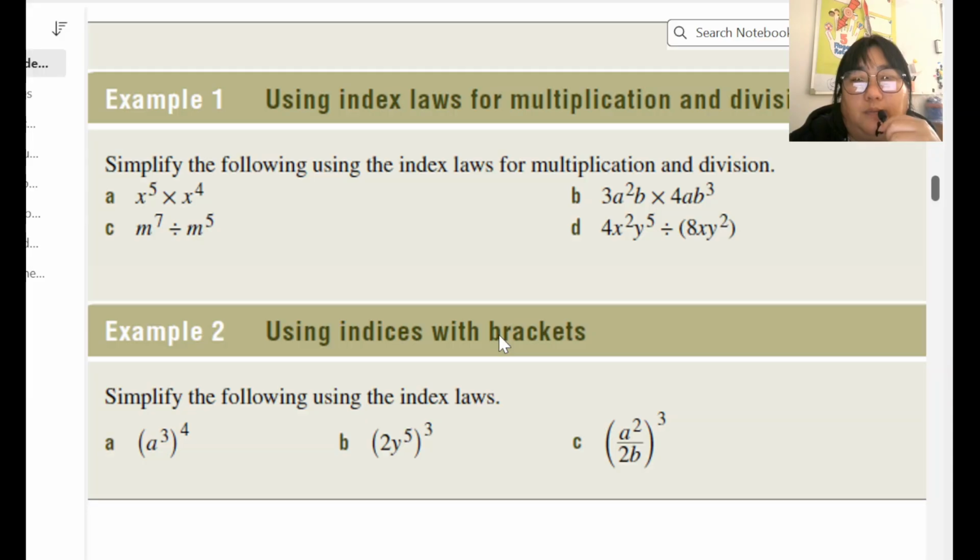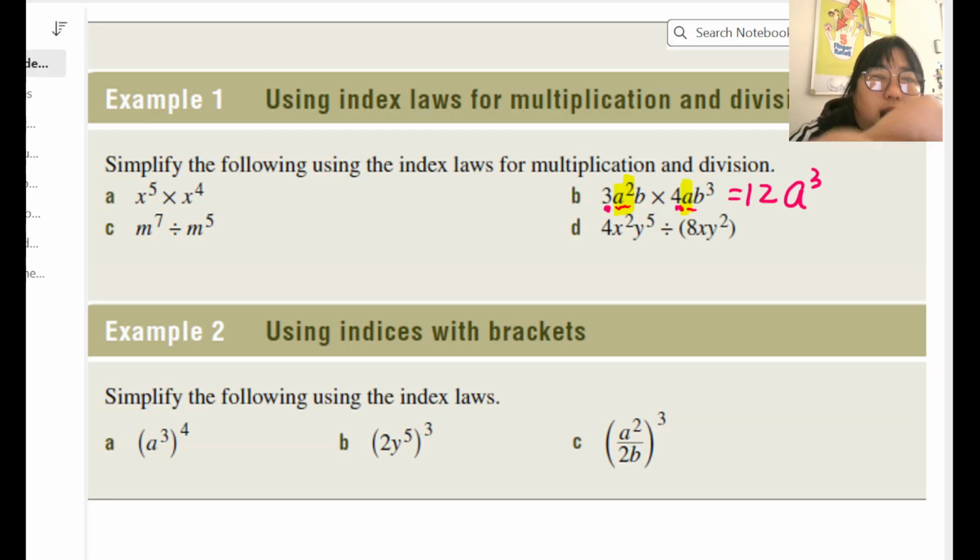For example, like 1b. In 1b, I have 3 times 4. I get the coefficient, so that is 12. And then a squared times a, so that is 3 lots of a. So I can write down a to the power of 3. Then I can check how many b there are. So I have b and then b cubed. They are times each other, so they have b to the power of 1 plus 3. Here nothing means 1. 1 plus 3, so that is 4. So this one is your result.